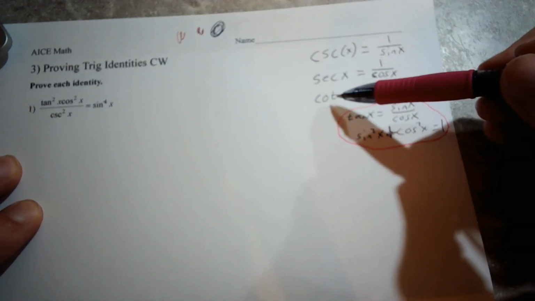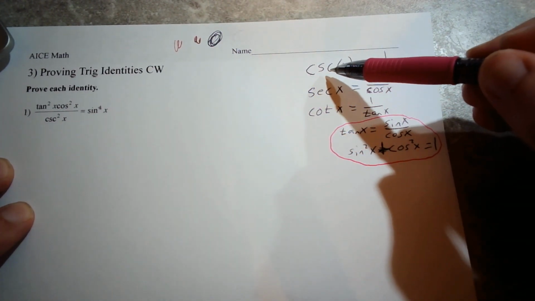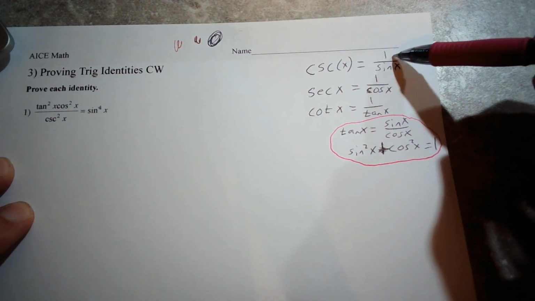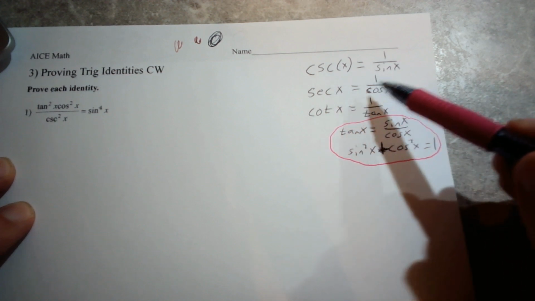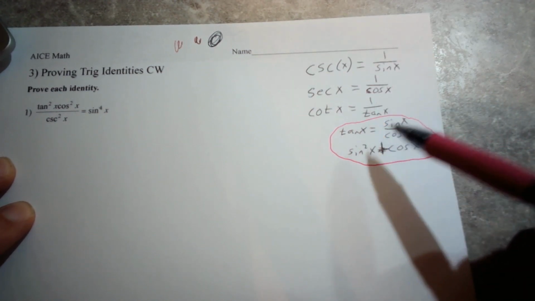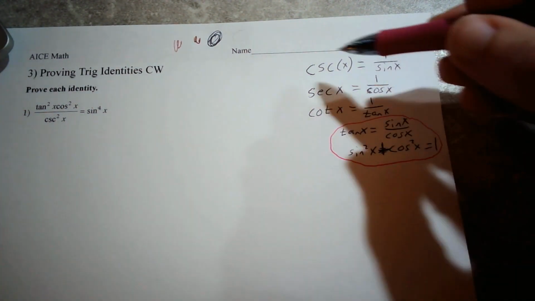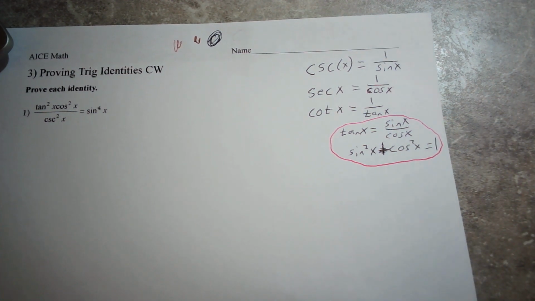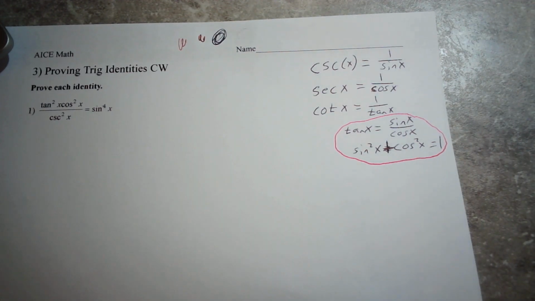So this is what we're going to do. Every time we see one of these three, we're going to replace it with these. So every time you see a cosecant, CSC, just replace it with 1 over sine. Every time you see SEC, or secant, replace it with 1 over cosine. And every time you see COT, or cotangent, replace it with 1 over tangent. Okay, and then we're going to do it using just sine, cosine, tangent. Also, every time you see tangent, go ahead and change it to sine over cosine, because ultimately we want everything to be sine over cosine.